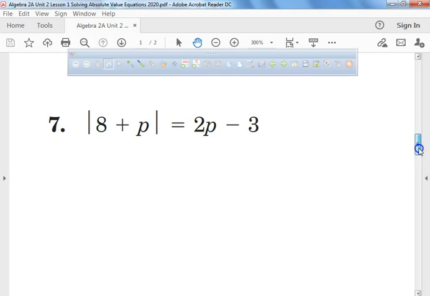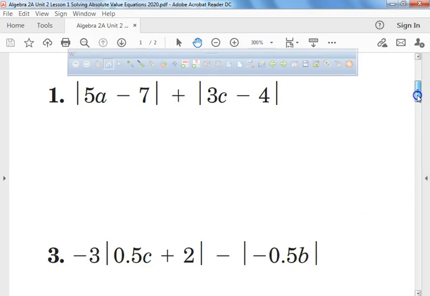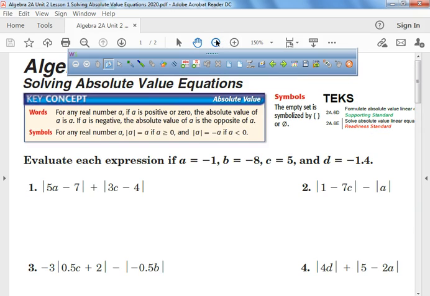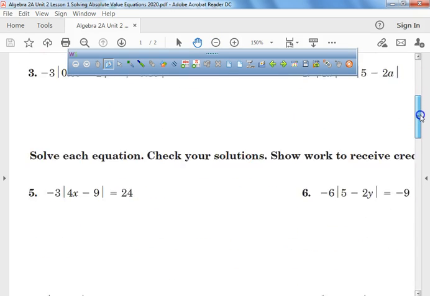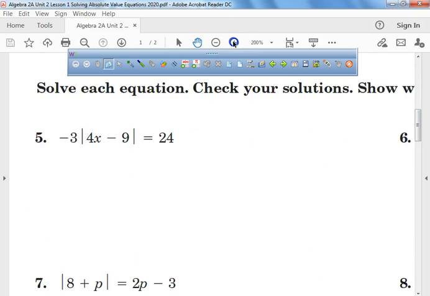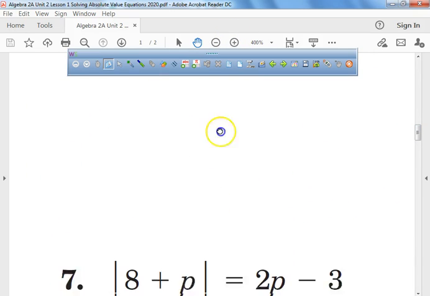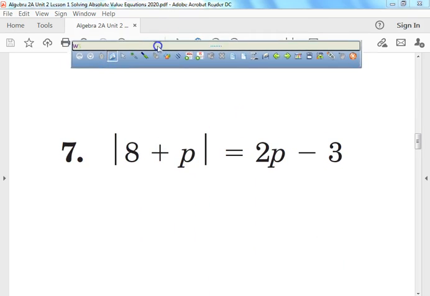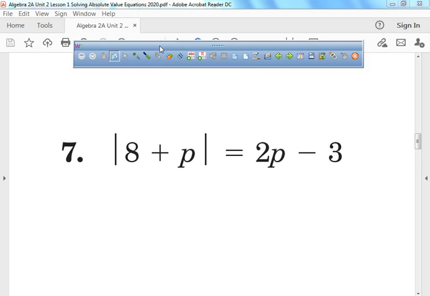All right, today is going to be a continuation of what we started yesterday, which is dealing with solving absolute value equations. We're going to be working on that. Now we're going to go to a little bit more complicated one. We're going to work on number 7 over here. So we're going to zoom in. You guys are going to put number 7 down carefully in your journal.